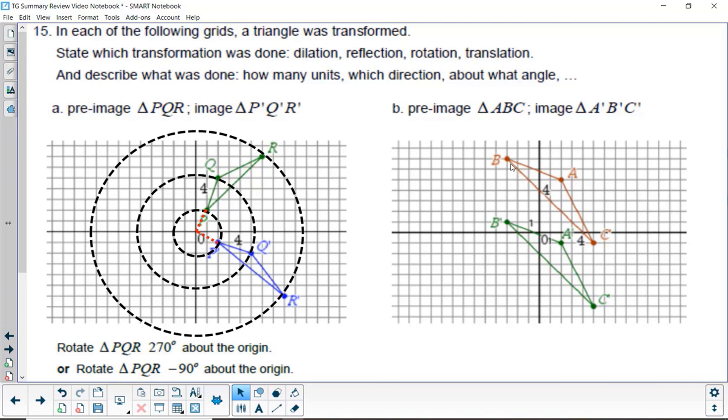B, the brown triangle is the pre-image, the green one is the image. For this one, I drew in connecting segments, and I could see it looks like this slid down here. A slide is a translation, and it translated triangle ABC down 6 units in each case.